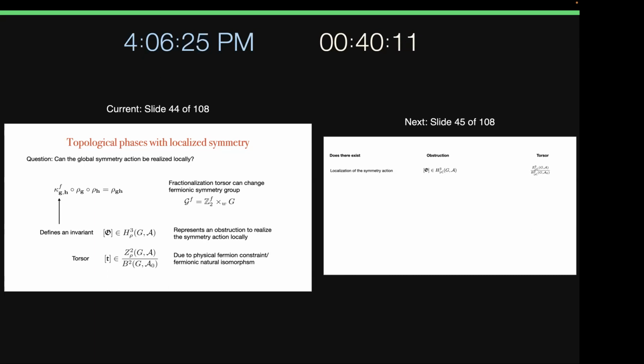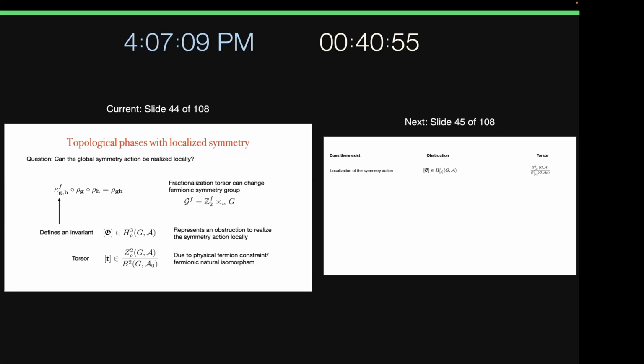I apologize. I should have said curly A stands for all of the abelian objects in our modular tensor category. So those are objects of quantum dimension 1. Okay, and ultimately the reason why we're quotienting by B2 of G valued in A naught is due to this physical fermion. So the constraint that we imposed earlier, gamma psi equals +1, if you run through all the mechanics, tells you that you're only allowed a restricted set of coboundaries when you look at this torsorial classification. All right. Any questions here?